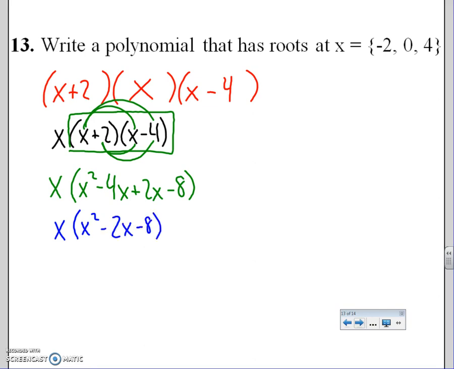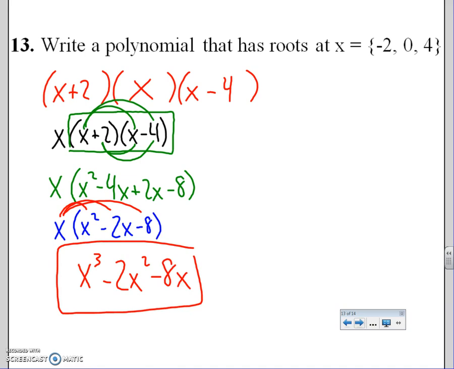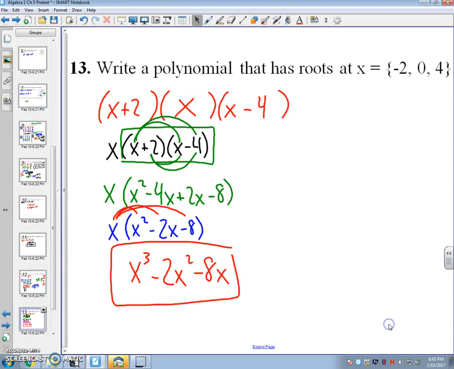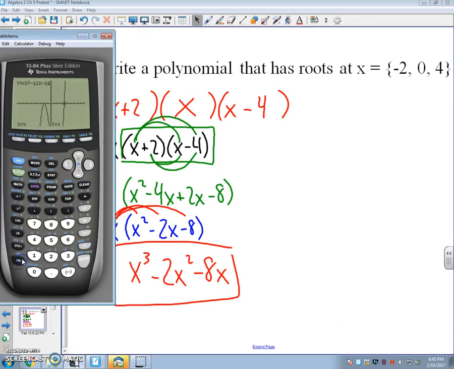And last, distribute this x. That goes to all 3 of them. So that's x cubed minus 2x squared minus 8x. That is our answer. Now if you want to check, which is pretty easy, just graph it.